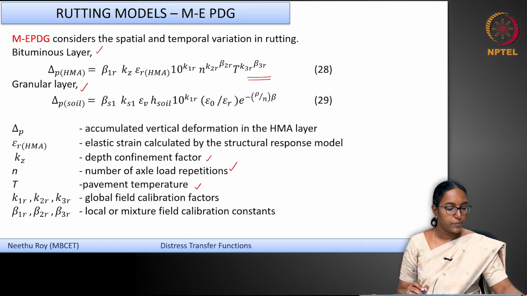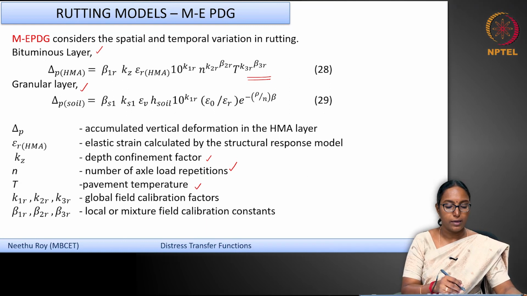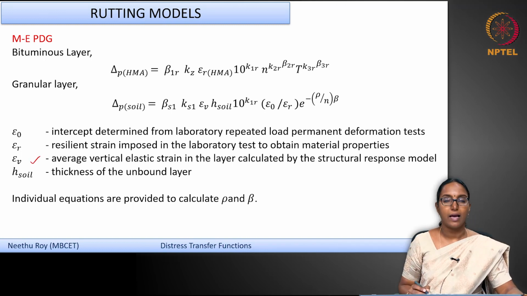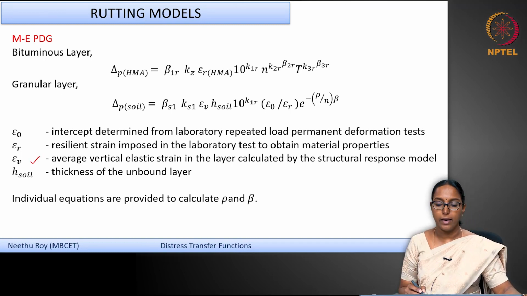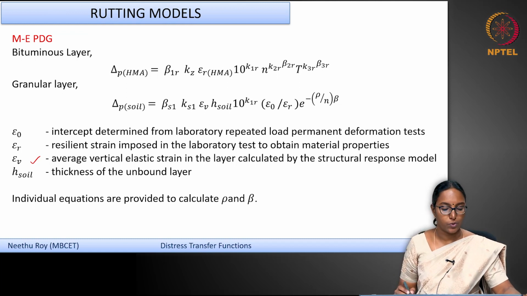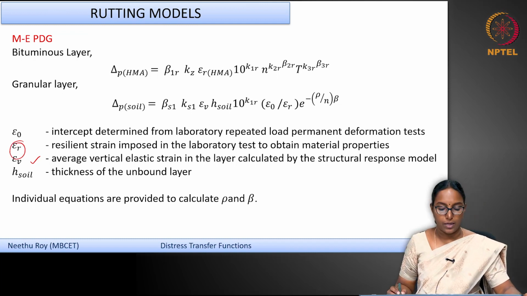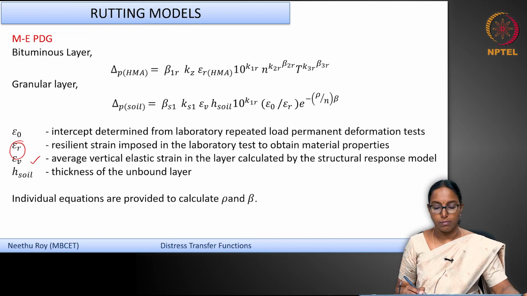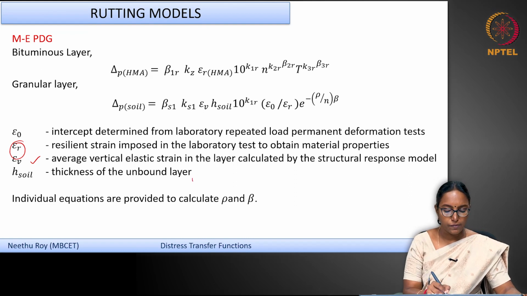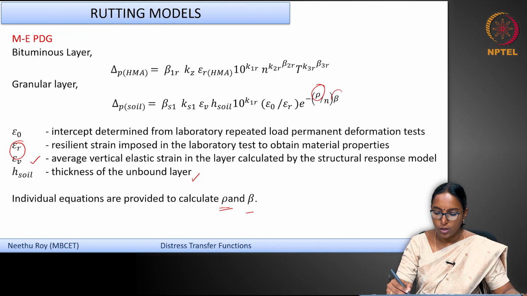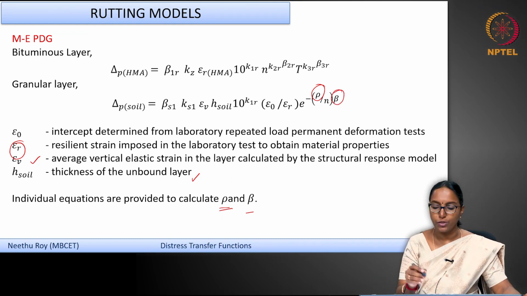Then you have another expression for the granular layer, which is delta P for soil, which has parameters like epsilon V, the average vertical elastic strain in the layer, again calculated by the structural response model, and epsilon R here is the resilient strain, which is imposed in the laboratory test to obtain the material properties. Then H soil is the thickness of the unbound layer, and there are also constants like rho and beta. Individual equations are given to capture all this.